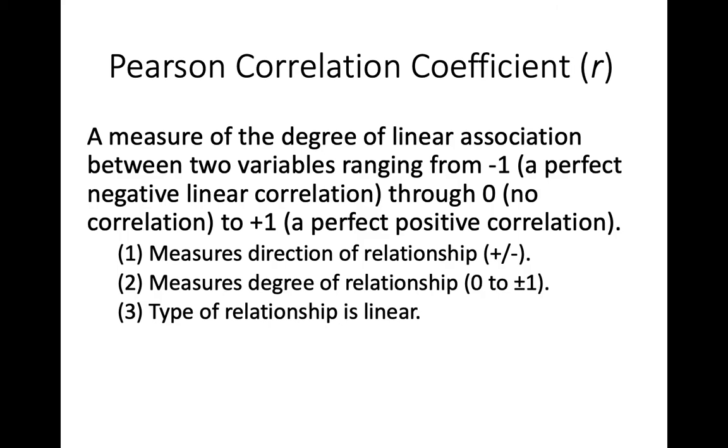I was just referring to the Pearson correlation coefficient, which we abbreviate as an italicized r, which comes from the creator of the statistic, Pearson. A Pearson correlation coefficient is a measure of the degree of linear association between two variables that can range from -1, a perfect negative linear correlation, through 0, no correlation at all, to +1, a perfect positive correlation. So the correlation coefficient measures the direction of the relationship: a positive number for a positive relationship, a negative number for a negative association. It also measures the degree.